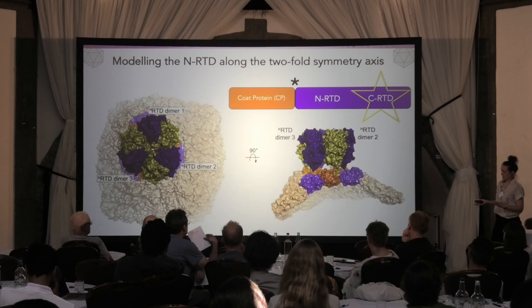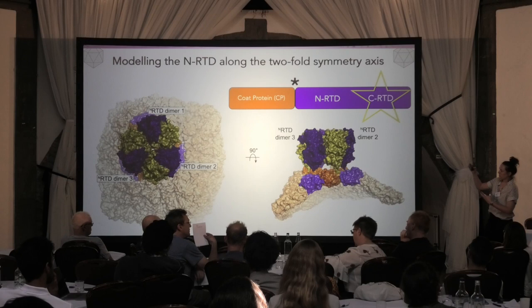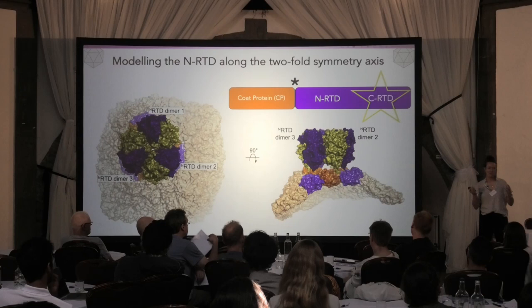I've now moved from crystallography into cryo-EM, and I know a lot of people are probably going, well, why don't you just solve the cryo-EM structure of this? The issue is that up until this point, we built our virus piecewise. We have the coat protein, we have the NRTD. We now need to see what the CRTD is doing. But the issue is that viruses tend to fall apart on grids, so there are some technical issues trying to get these onto grids.